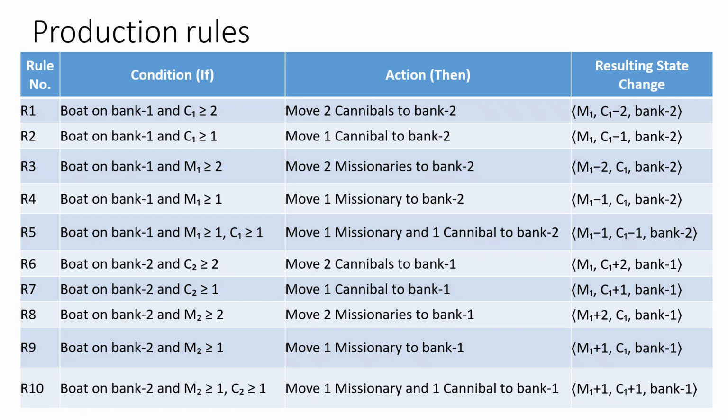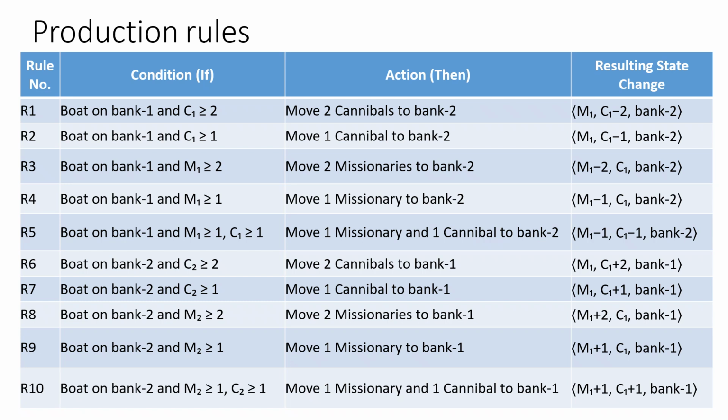Then we will see the fifth rule, that is move one missionary and one cannibal from left to right. That means the boat is on the left side and the number of missionaries is greater than one and the number of cannibals is greater than one, then the possible action is one missionary and one cannibal cross together to the right bank. So it maintains a balance, and missionaries are never outnumbered.